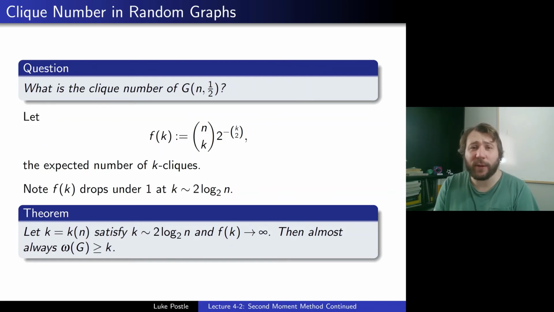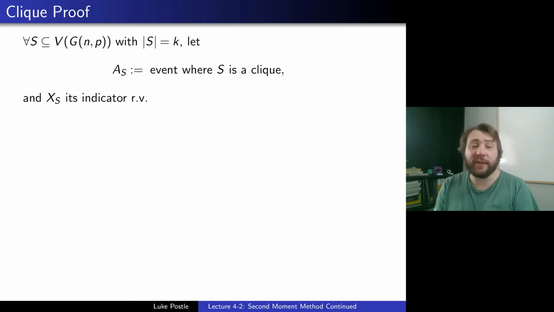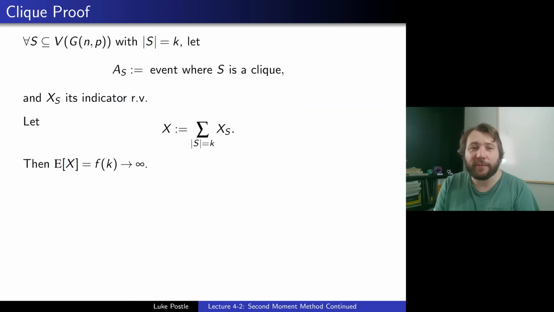Again, it's very similar to what we've done before, but now the probability is just 1/2, and we're looking at this fixed k around this number. So we look at the various k-sets. We say A_S is the event where S is a clique, X_S its indicator random variable. We'll let X be the sum of these X_S. That's going to be the number of k-cliques in G(n, 1/2). Then E[X] will be equal to f(k), which will go off to infinity by assumption. And so note the X_S are symmetric, and so we'll consider the delta stars.